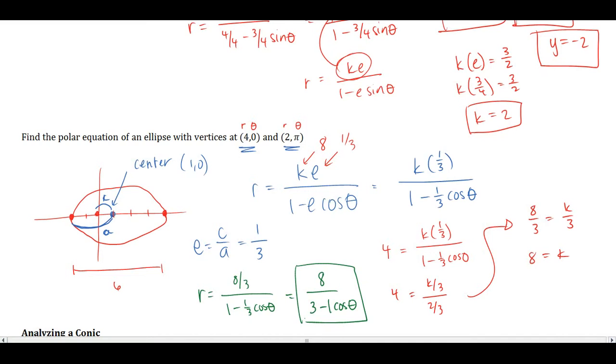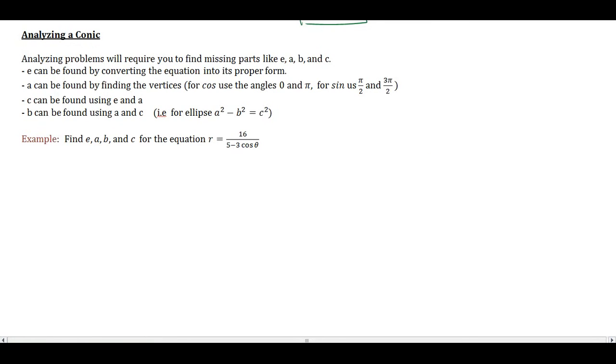Excellent. Now let's try one more and then we'll go to analyzing. All right, nice work on that last problem again. So let's talk about the last part we have, analyzing a conic. Now someone's going to give us a conic in polar form, and they're going to ask us to find out everything like A, B, and C.